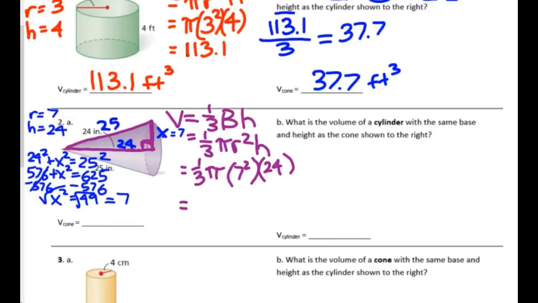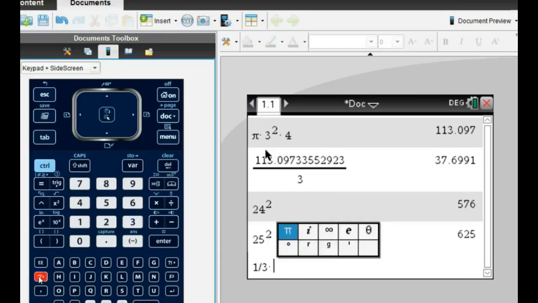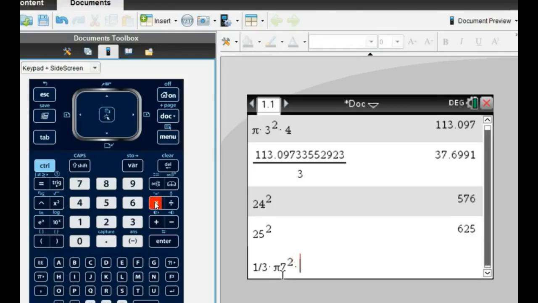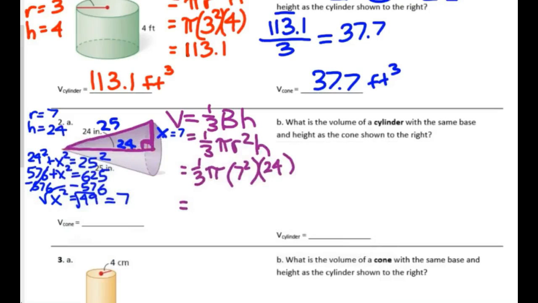I know. So let's do this together. 1/3 pi 7 squared, 1 divided by 3 times pi times 7 squared times 24. And I get 1,231.5.